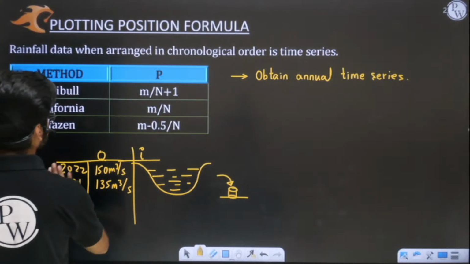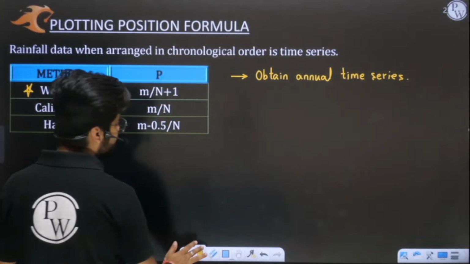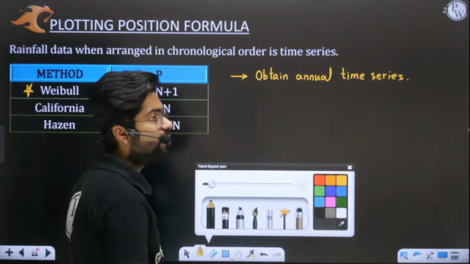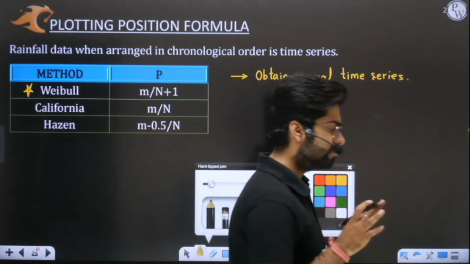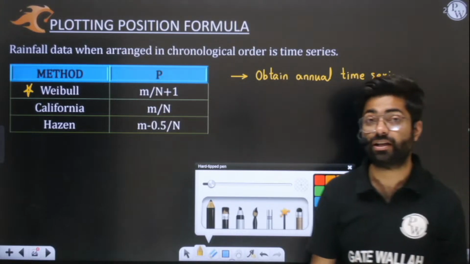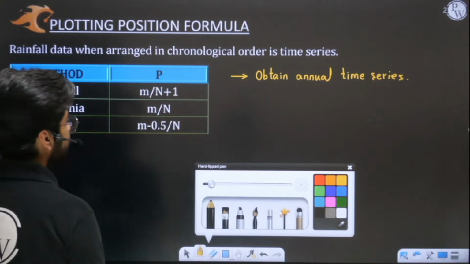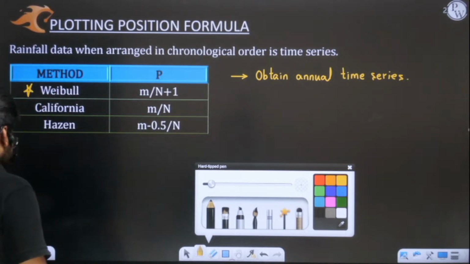Like this we can obtain rainfall data also, or stream flow data also. But the thing is that we should have data. With the help of that data we will be able to arrange it. So sir, how we will do it exactly? Can you tell me this thing?